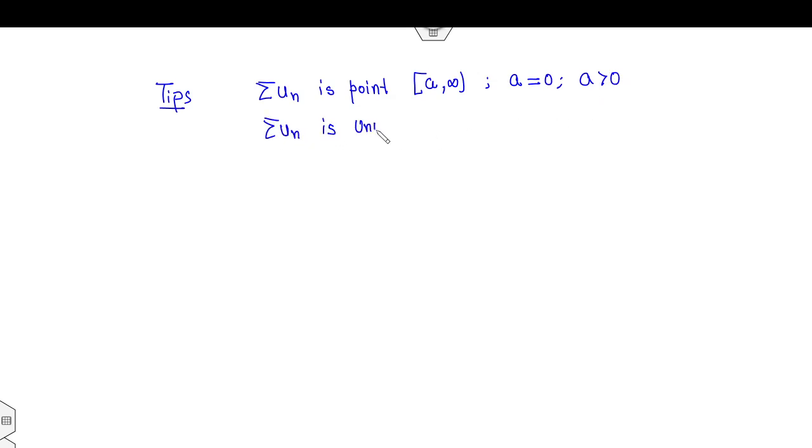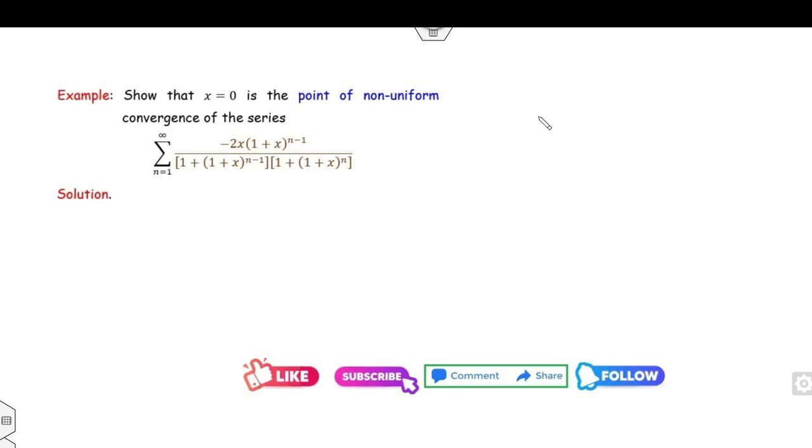Remember, students, in this particular example, we have seen the series is pointwise convergent on a comma infinity, where a may be 0 or a is greater than 0. But the series converges uniformly on a comma infinity, provided a is strictly greater than 0. Fine. Now look at the second example.